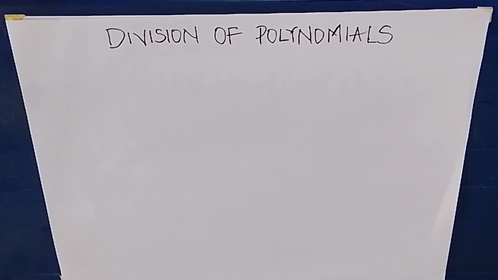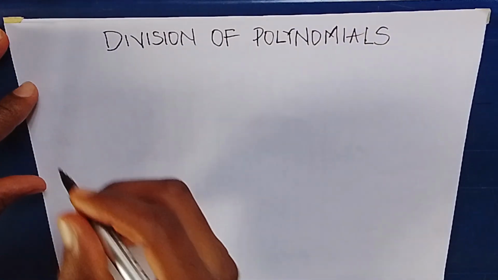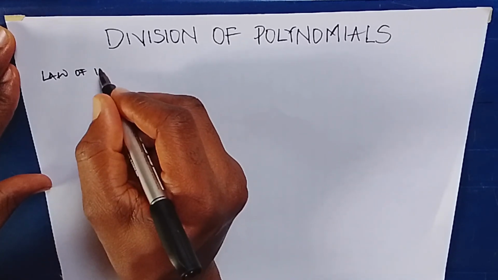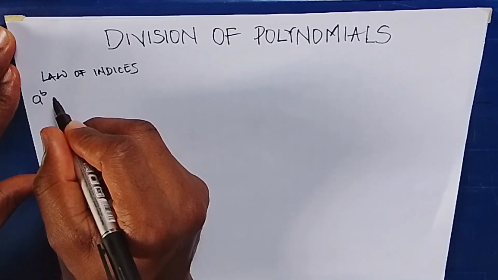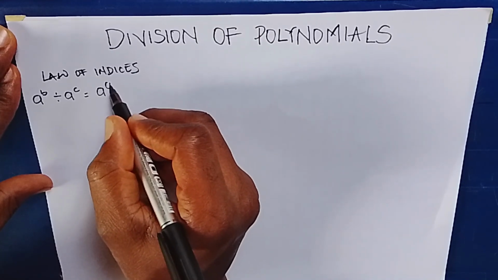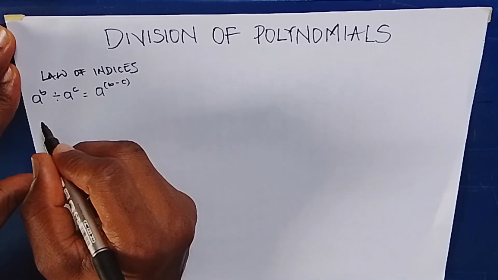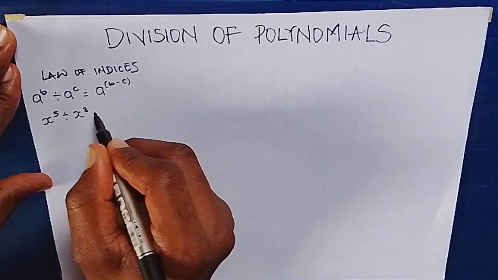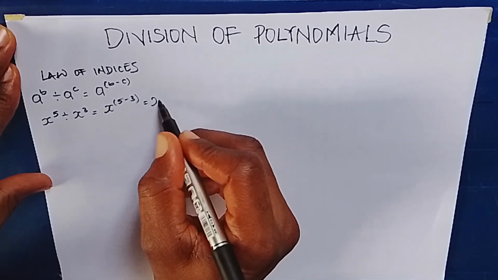Another thing I would like you to take note of is one of the laws of indices as touching division. It's this: a raised to the power b divided by a raised to the power c is equal to a raised to the power b minus c. Let's try a typical example. x raised to the power 5 divided by x raised to the power 3 equals x to the power 5 minus 3, which gives you x squared.